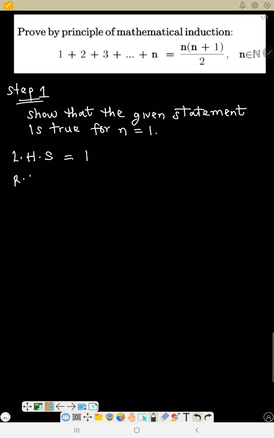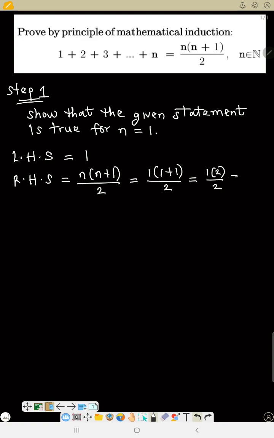Now, the right hand side. So on the right hand side, you have n plus 1 divided by 2. Now, put 1 anywhere you see n. So this will be 1 plus 1 divided by 2. So that is 1 bracket 2 divided by 2. So that is 1 because 2 will cancel out 2.